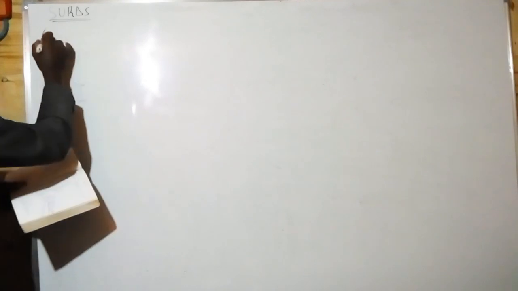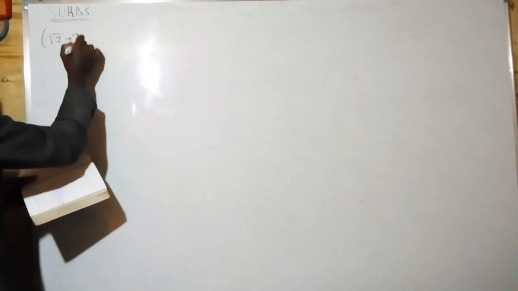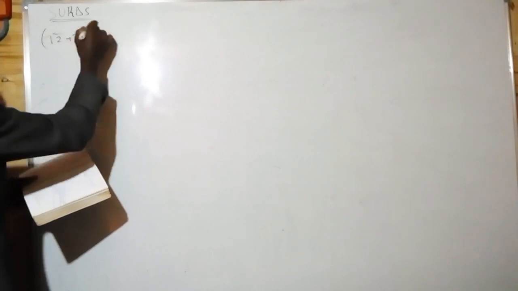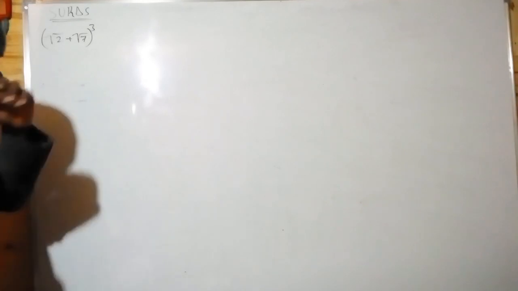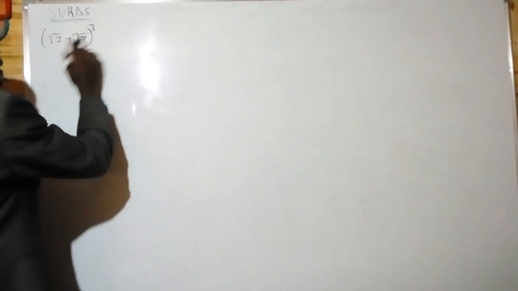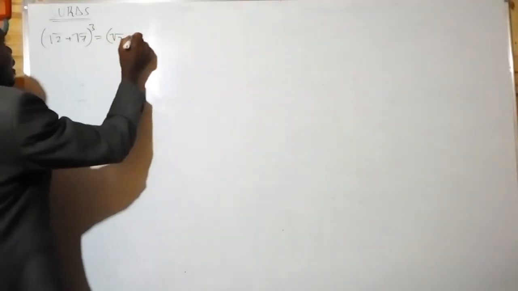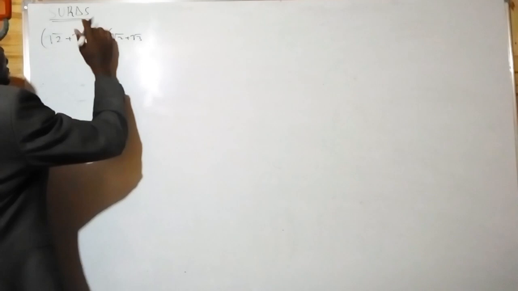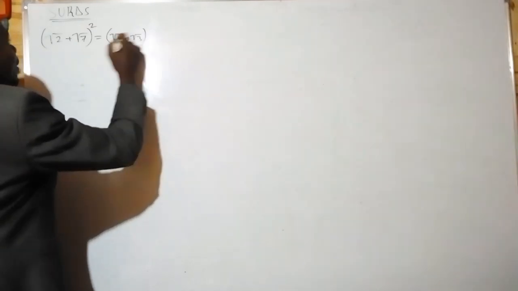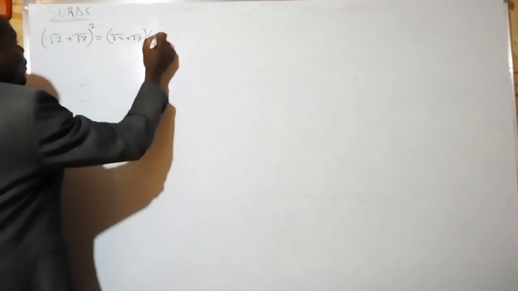root 2 plus root 7 cubed. This means if you are given a question like this, it's the same as root 2 plus root 7, I mean, they're supposed to be squared, twice. Root 2 plus root 7.